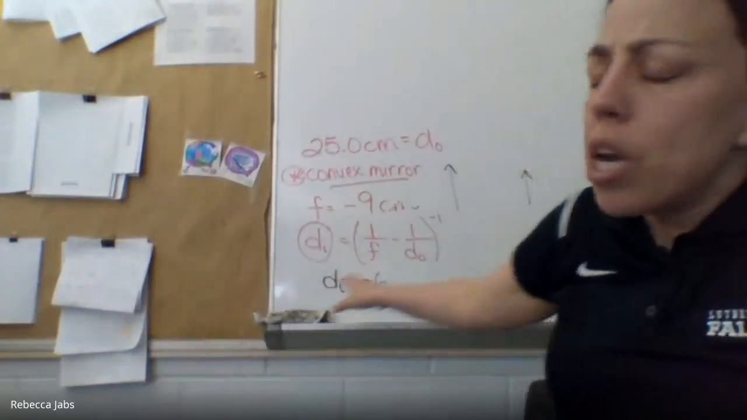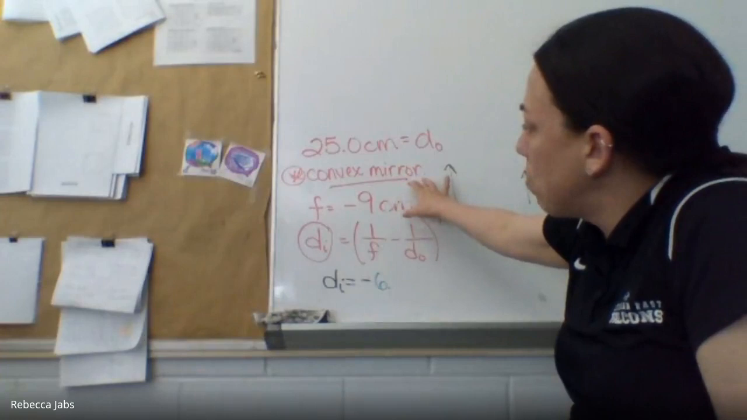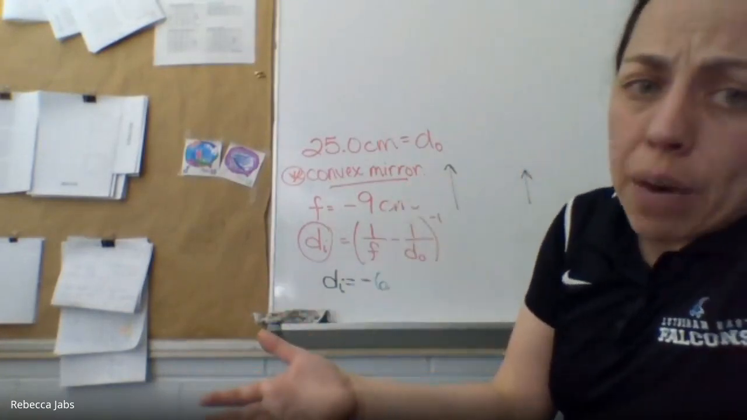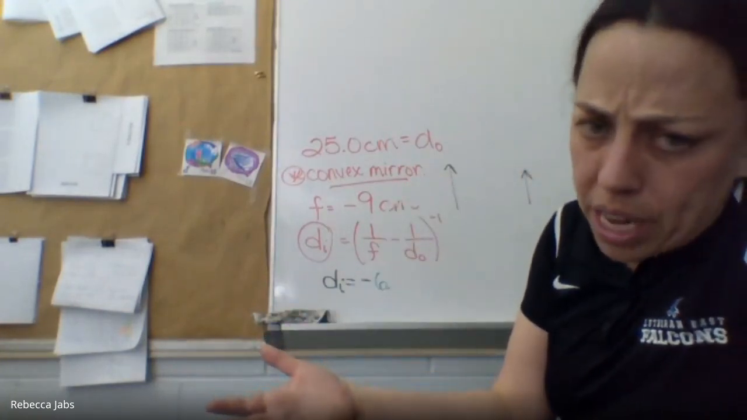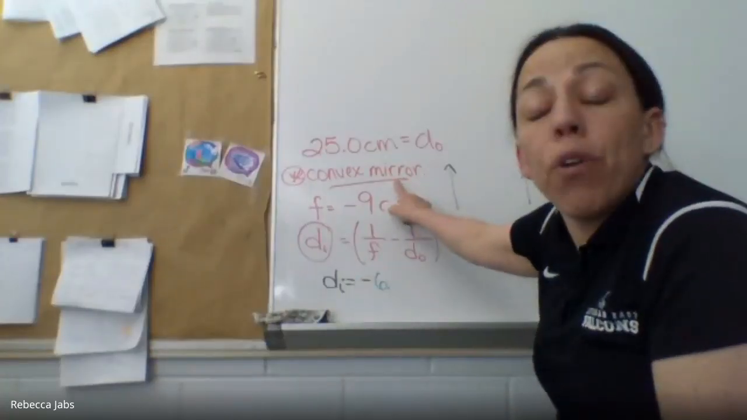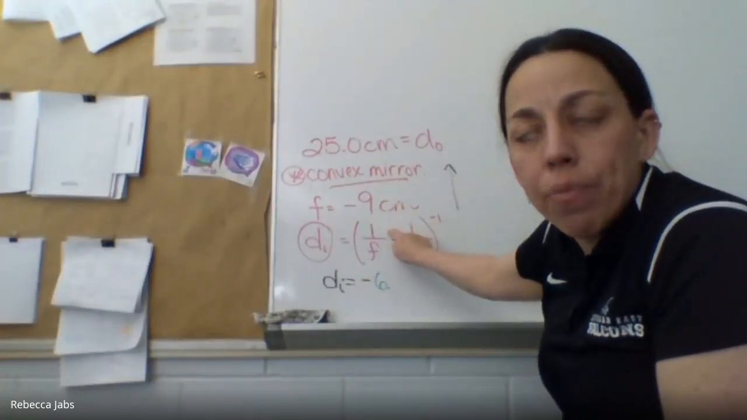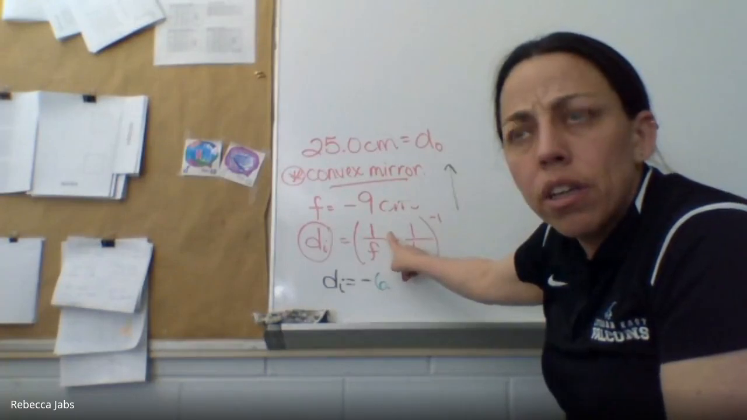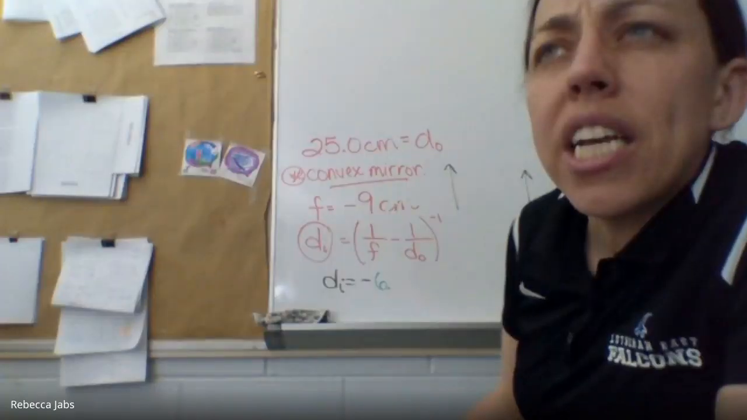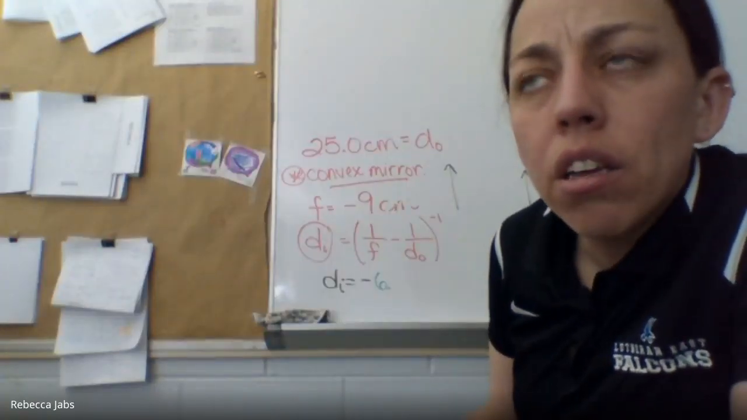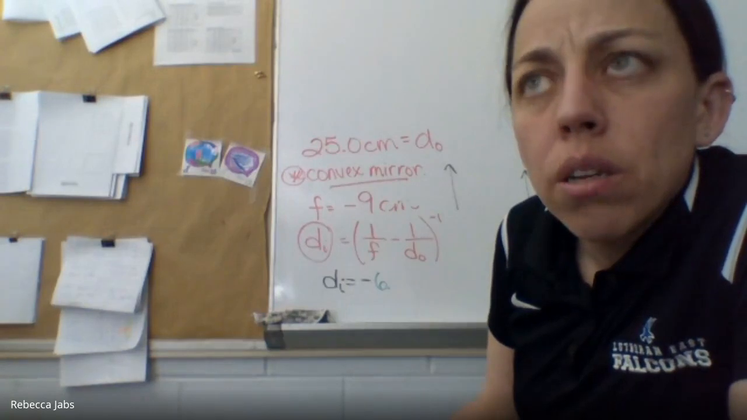On the new worksheet, if it says convex mirror, the work should be really easy again. Would you guys agree the work we did the other day was not hard? Okay, so would you agree for a convex mirror, we said that focal length had to be negative? What is a convex mirror like? It's like a concave lens. Yeah, very concave.